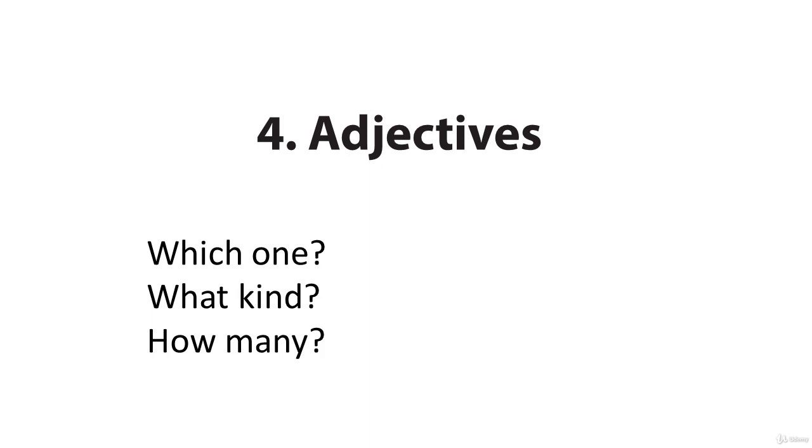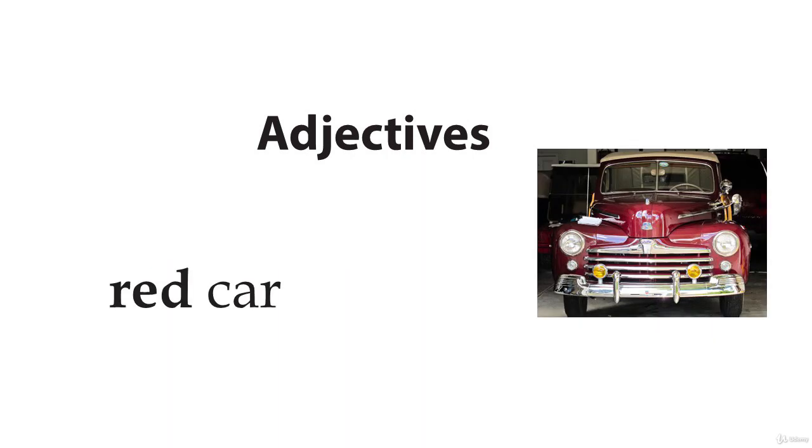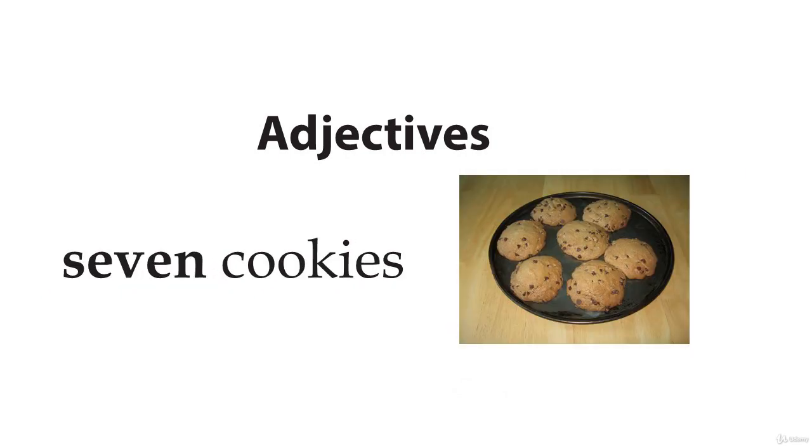What kind? How many? So for example, we have the warm coat, the red car, the silly dog, obnoxious child, or 7 cookies. That tells us how many. Okay, so we've covered the first few parts of speech here. Hang with me. This is kind of a long lesson. I'm just plowing right through. Take a deep breath and we'll just keep moving along here.